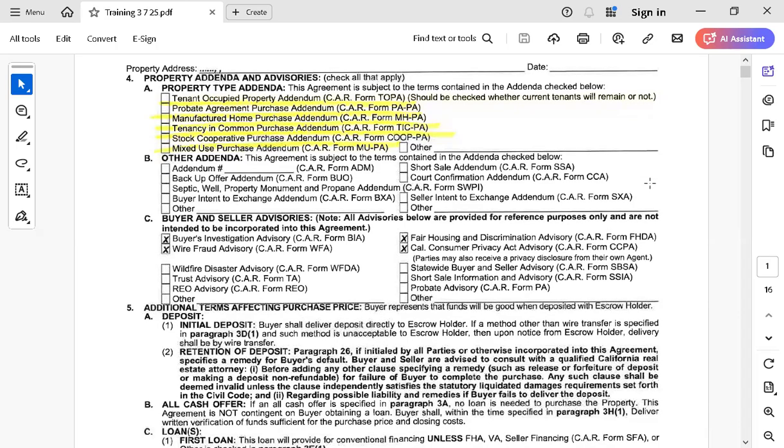The only one that I haven't had experience with, so I'll do my best on it, is a TIC, the TIC, tenancy in common purchase addendum. The rest I've had some experience.